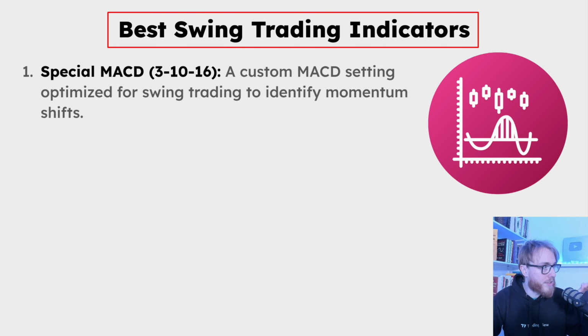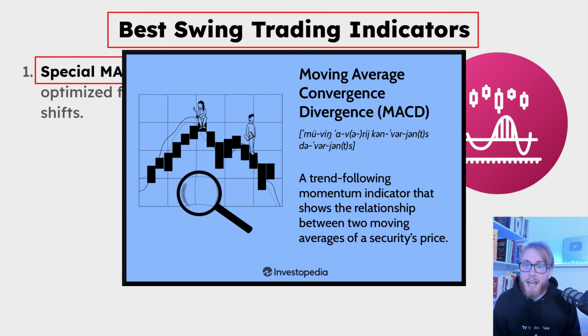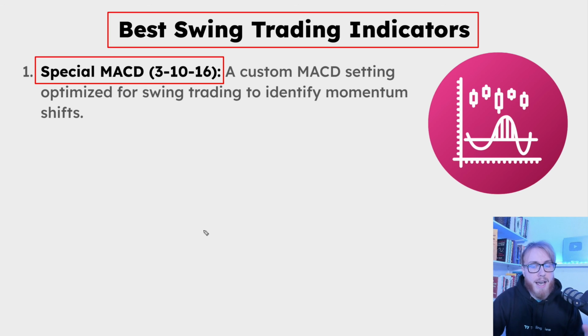But all right, so the very first indicator I want to show you guys is a special version of the MACD called the 3-10-16 MACD. And if you don't know, the MACD indicator, or the moving average convergence divergence indicator, is an indicator that measures momentum. And momentum is basically the speed and velocity of the price.